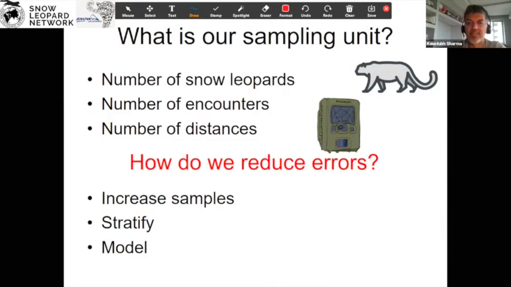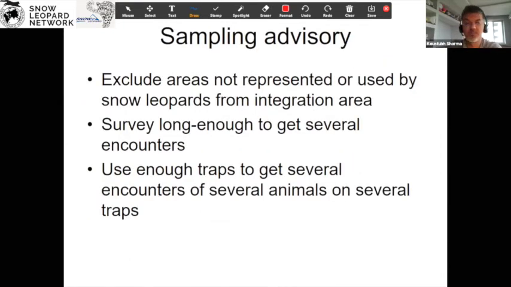Now, the basic sampling advisory for spatial capture recapture is that, number one, we should try and exclude areas to begin with which are not represented or being used by snow leopards from an integration space. We will discuss this more later in the next class, but it's very important to exclude areas where you're not setting up cameras and you're going to be unable to sample a certain area. It could be altitude, certain altitude you might be unable to survey. So cut it out. You will have no idea what the animal distribution is there.